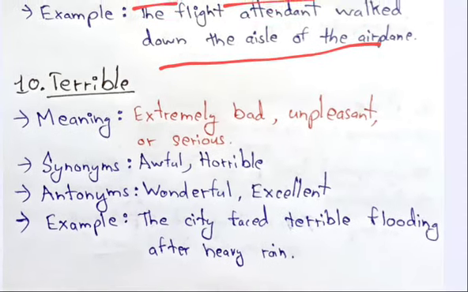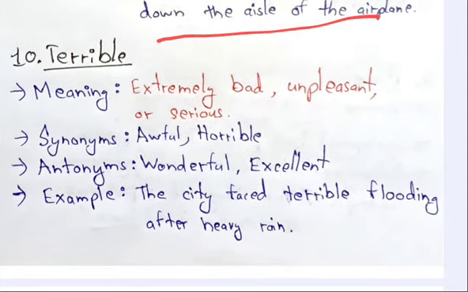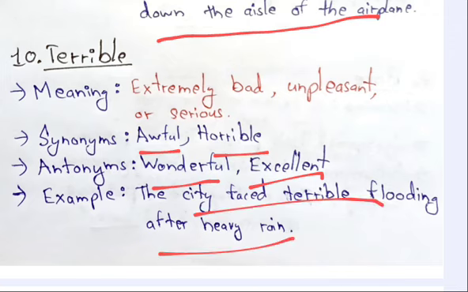The next one is, that is last one, terrible, extremely bad, unpleasant और serious, भयानक. Synonym है awful, horrible. Antonym, wonderful, excellent. The city faced terrible flooding after heavy rain.